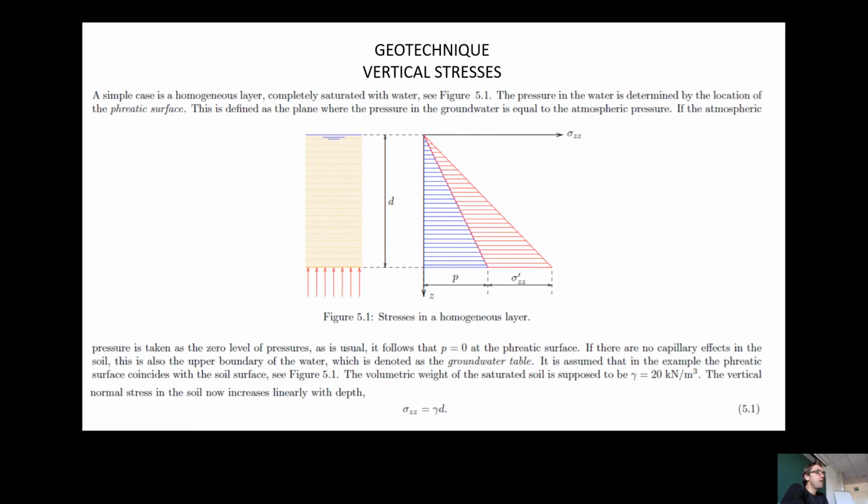If the atmospheric pressure is taken as 0, so P equals 0 at the phreatic surface, and if there is no capillarity effect in the soil, we can consider this what we generally call the groundwater table. If we consider, for example, the volumetric weight of the saturated soil as 20 kilonewton per meter cubed, the vertical normal stress in the soil now increases linearly with depth. So you can see here that the total stress, sigma theta theta, is simply gamma times D. D is this, and this coefficient is gamma.